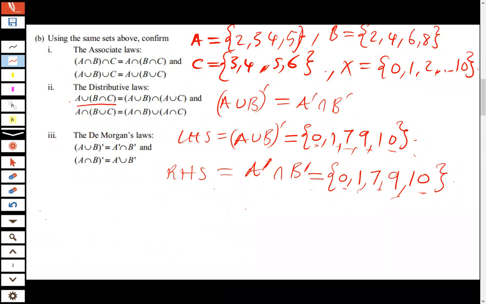Therefore, you just say, the left-hand side is equal to the right-hand side. Hence, this confirms De Morgan's law. All right. So I don't know if you have questions on this before we proceed.